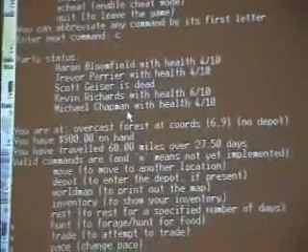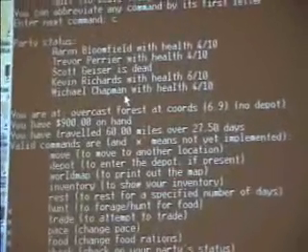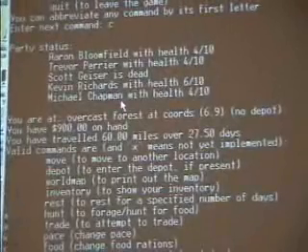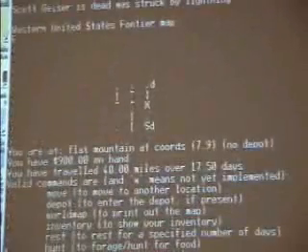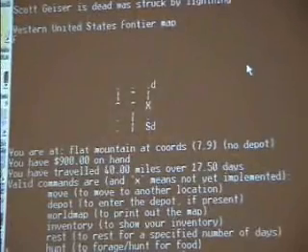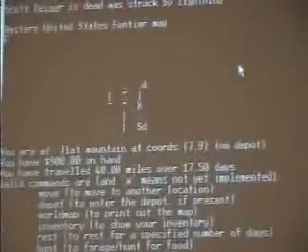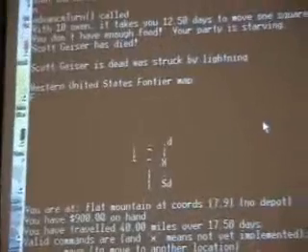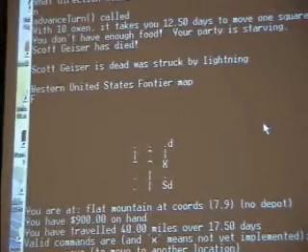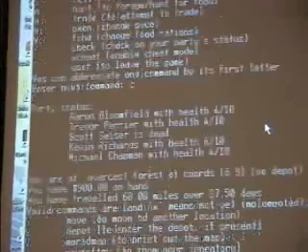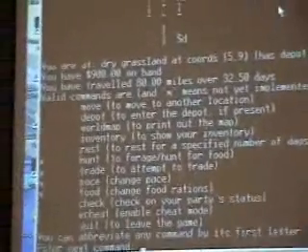Scott Geyser died. But the rest of us are still going. So there's various health things that can happen. Oh, Scott Geyser is dead, was struck by lightning. You could get dysentery, you could break an arm, you could be bitten by a snake, et cetera, et cetera. I'll have to let Scott know his fate. So I want to move north again. Michael Chapman just passed away from typhoid.